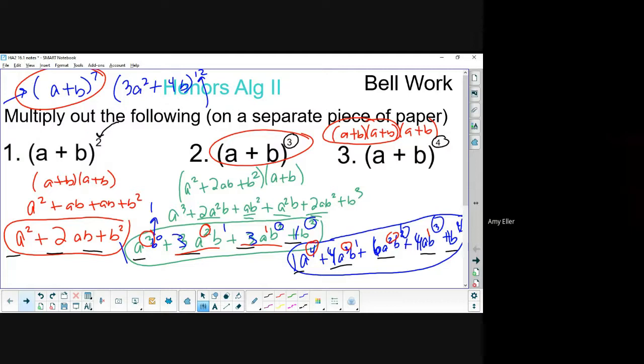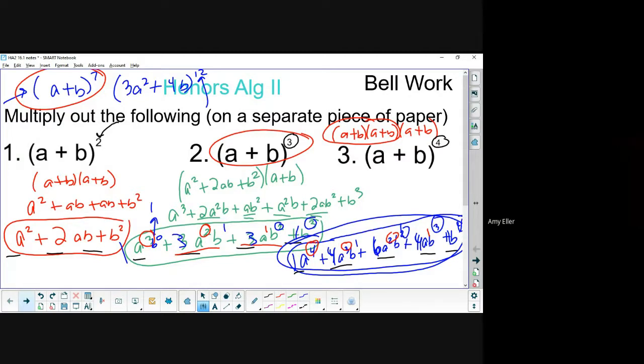The combinations is sort of a statistic or probability term for order doesn't matter. But when you do these, it gives you a list of coefficients, and they will always correspond to your coefficients in your binomial expansion.